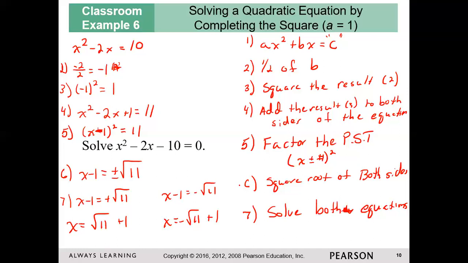Now, remember I said, this is my last resort. As you can clearly see, this is why it's my last resort. There's 7 freaking steps to this thing. It takes a while to do.